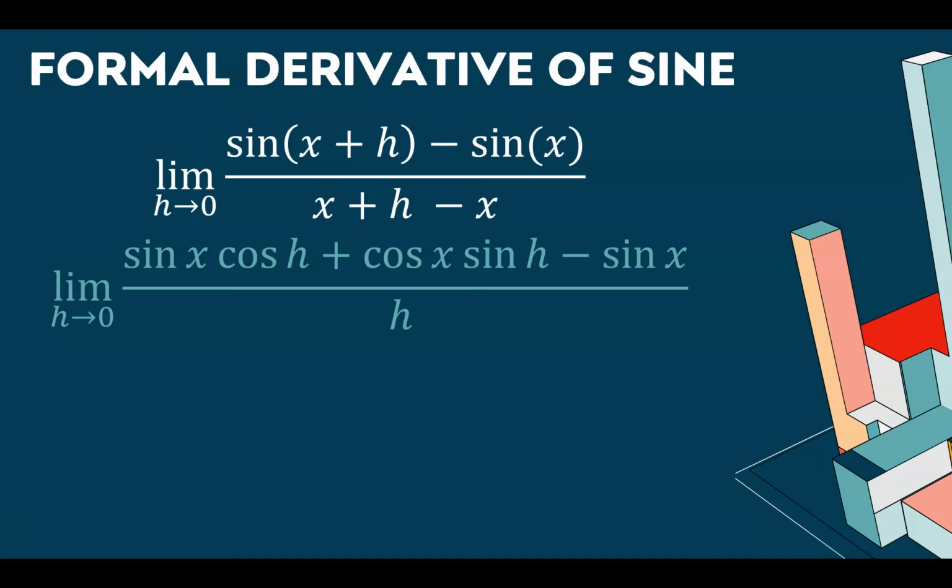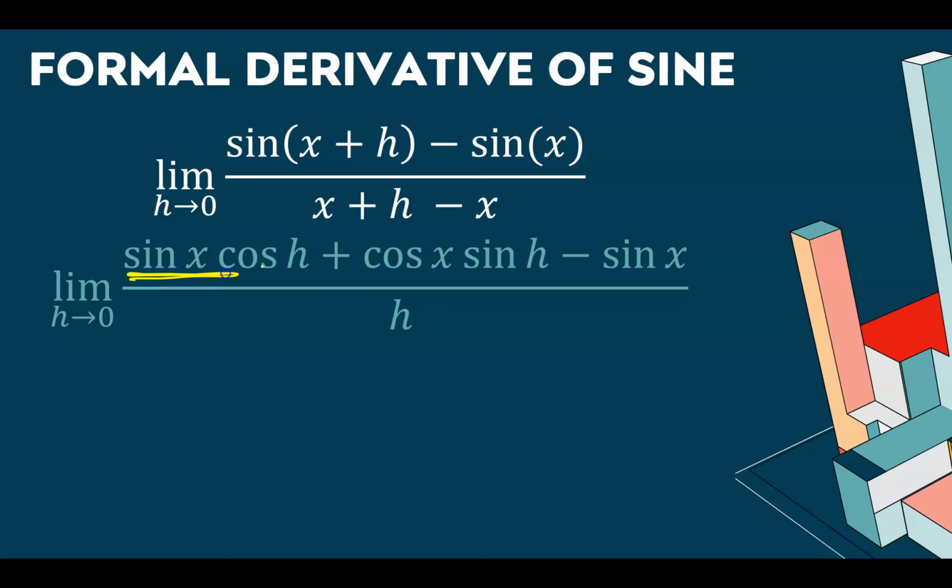And so looking through there, if we put a 0 in for h right now, let's see. Cosine of 0 would be 1, so that'd be sine of x plus sine of 0 is 0, so that term would go to 0, and minus sine of x. We still have 0 over 0, so I guess we need to keep rearranging.